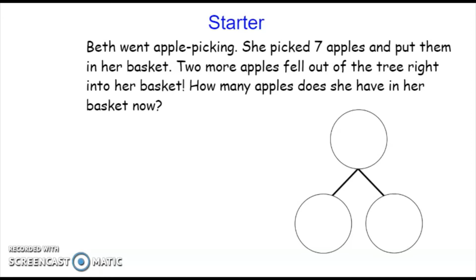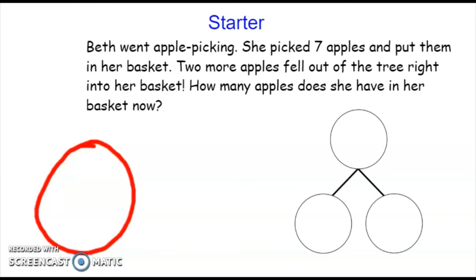All right, great mathematicians always go back and reread the problem. So let's go ahead and do that. Beth went apple picking. She picked 7 apples and put them in her basket. I'm going to go ahead and draw a circle to show the basket. Now, how many apples do you think we're going to draw inside the basket? That's correct. We're going to draw 7 apples.